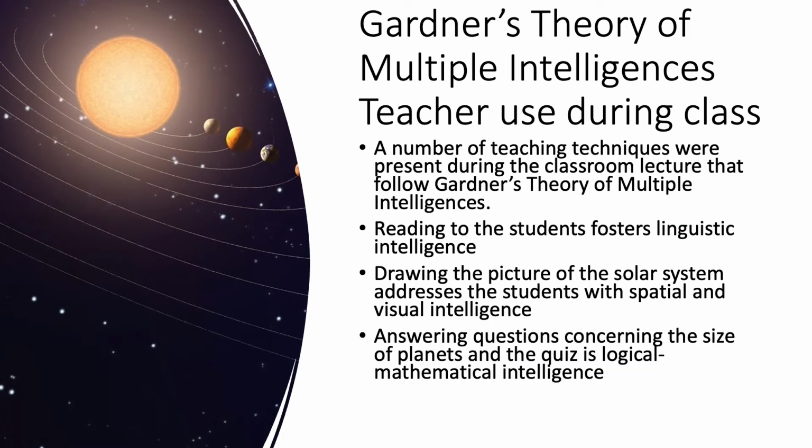Based upon Gardner's theory of multiple intelligences, I did observe a number of teaching techniques. One of them was reading to the students, which fosters linguistic intelligence as well as logical intelligence. Drawing the picture of the solar system addresses the students with spatial and visual intelligence, and answering questions concerning the size of the planets. And the quiz is logical mathematical intelligence.